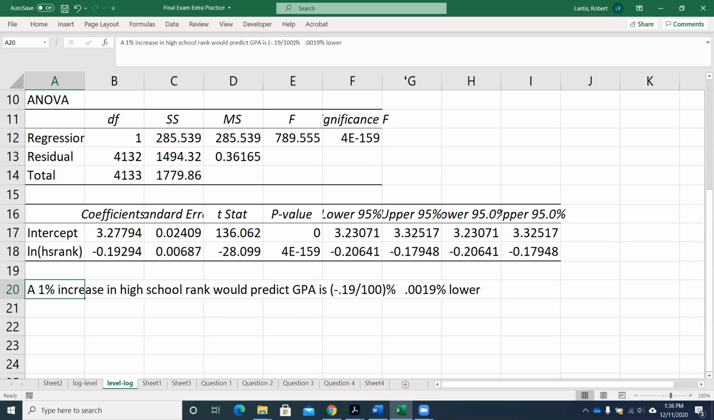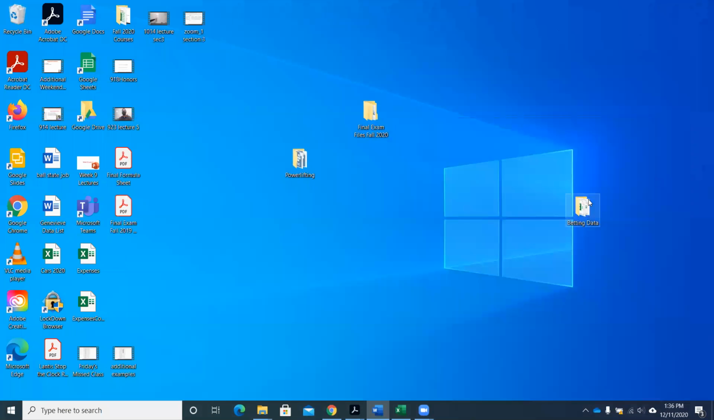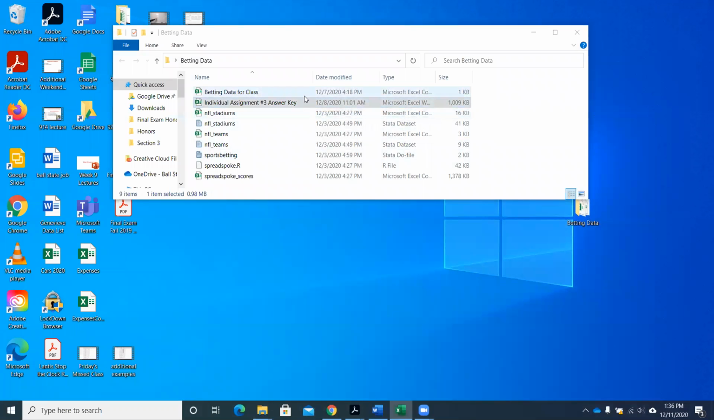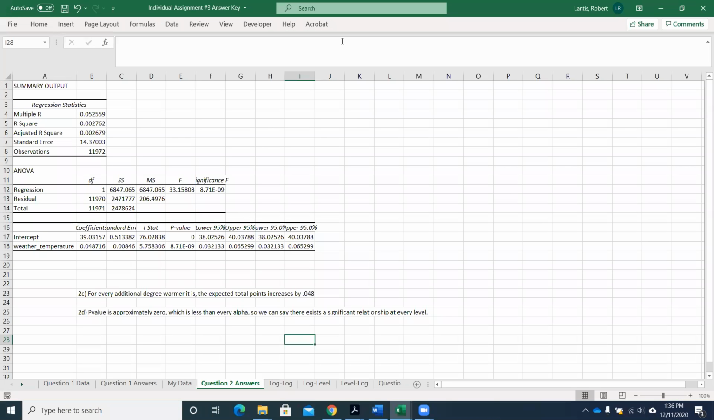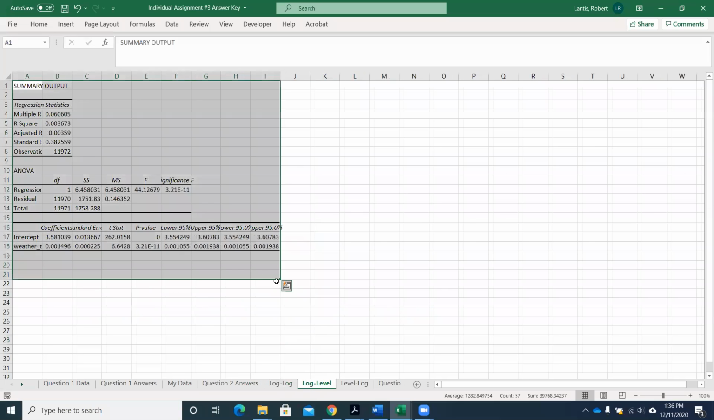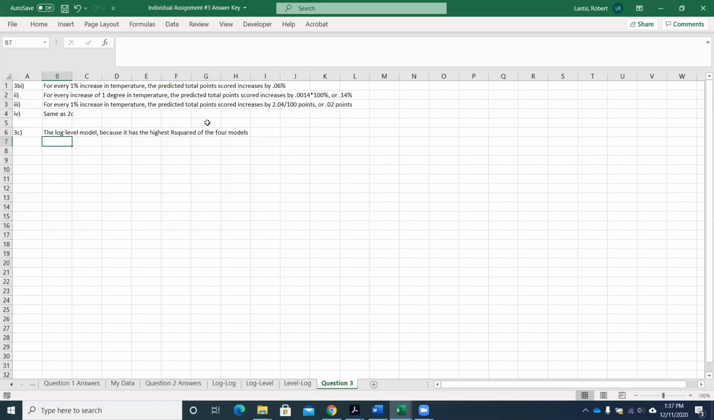Any other questions on that one? And we saw this on that individual assignment 3, the answer key I put up. Oh, here, where is it? So a reminder, if we're looking at the log level model, that was where we multiplied by 100. If we're looking at the level log model, that was where we divided by 100. Okay.